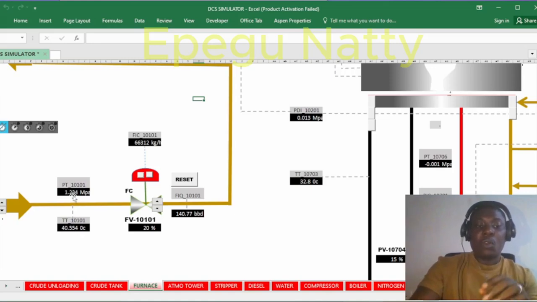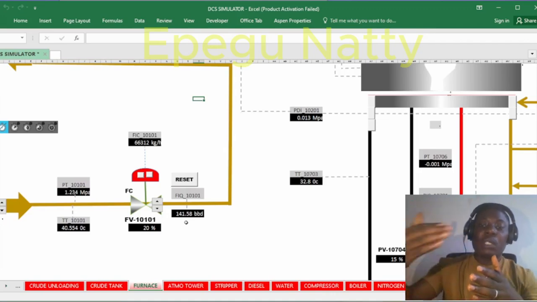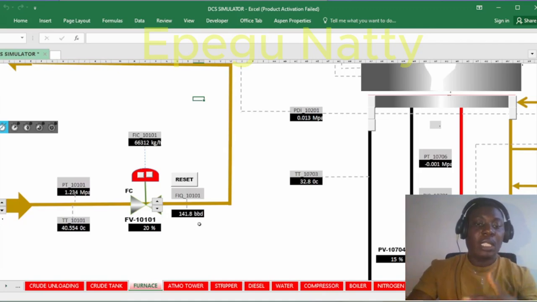The pressure has gone up a little bit to 1.234, while the flow rate has gone up to 66,313 kilograms per hour. Now you can see our FIQ is continuously monitoring what is passing through the pipe, calculating it and giving you the answer there. We are still here.